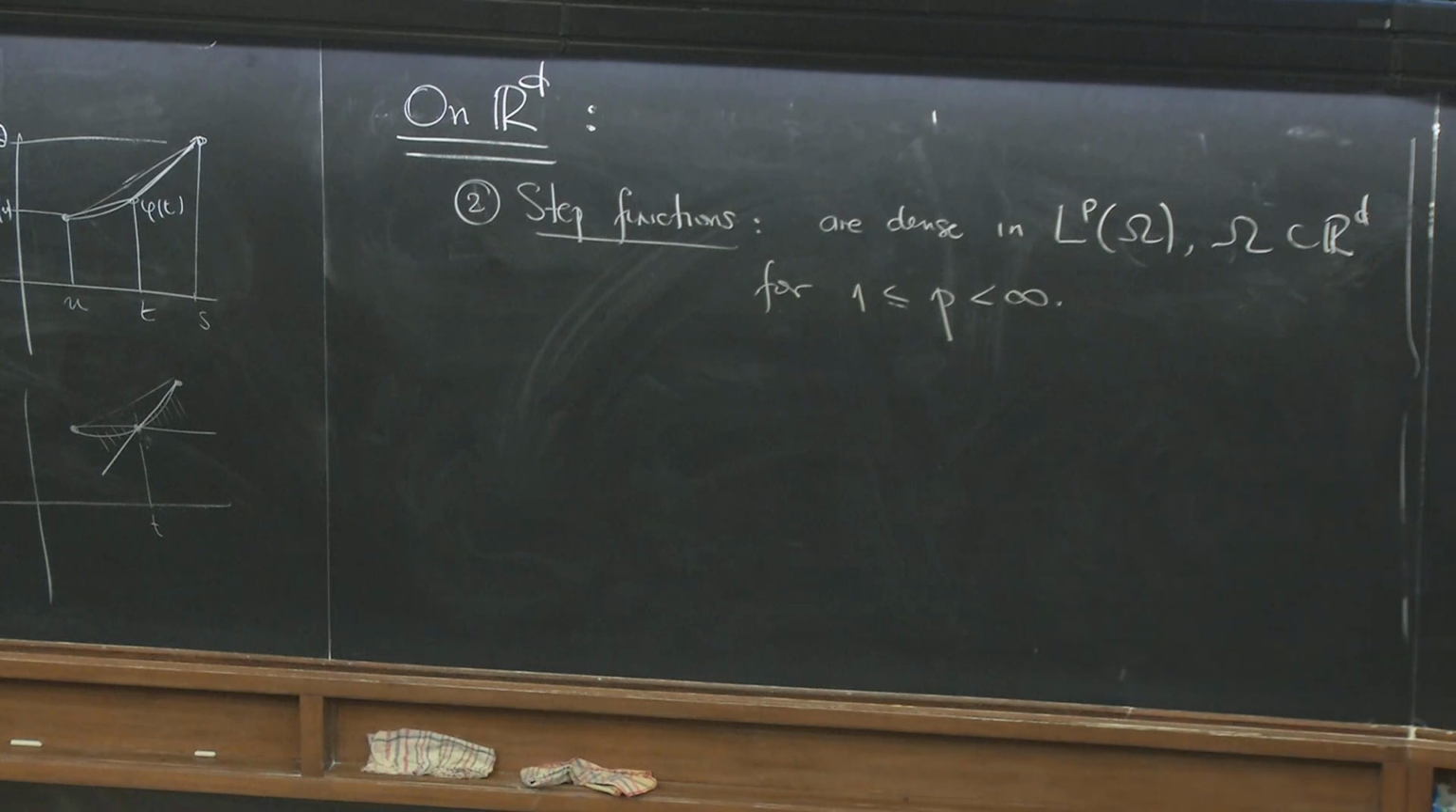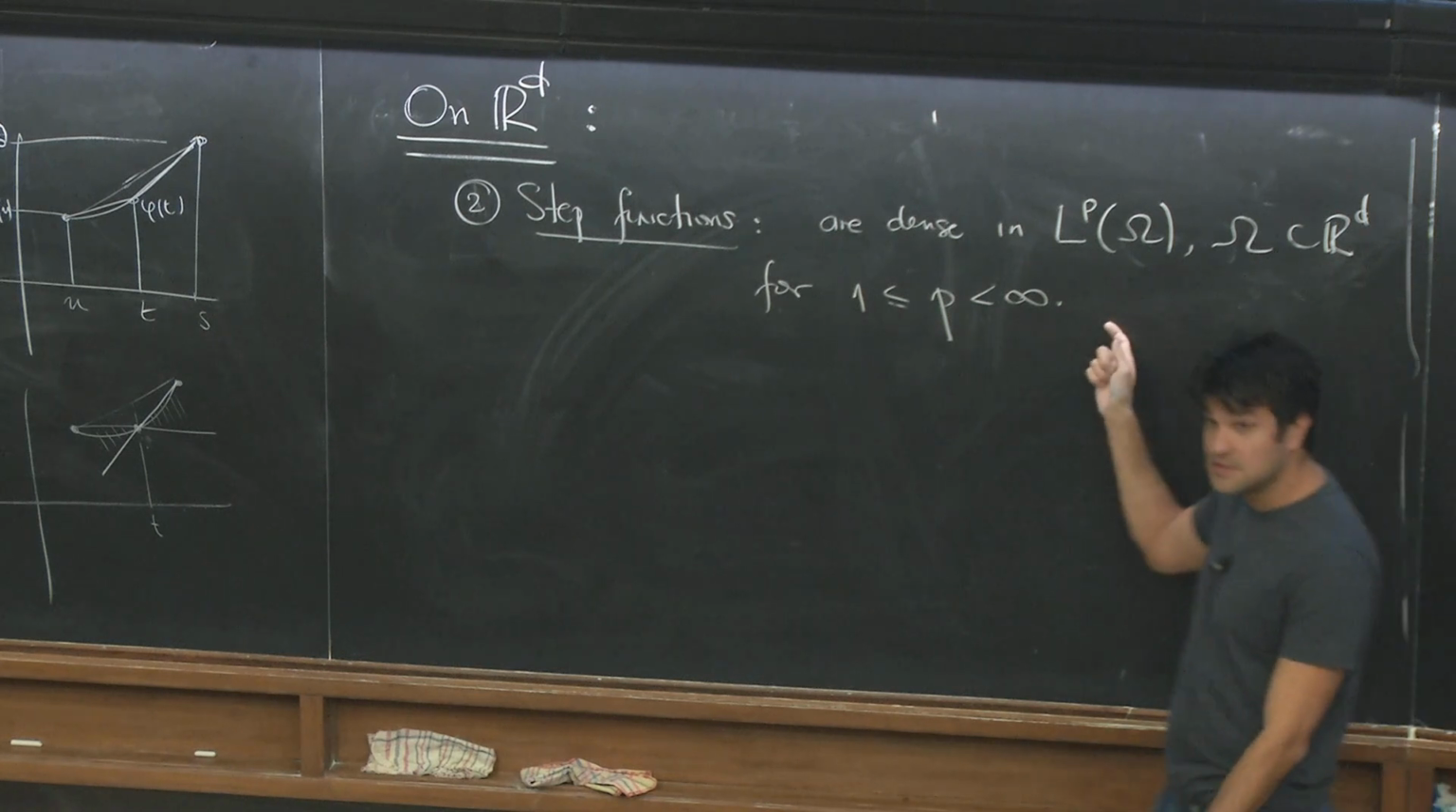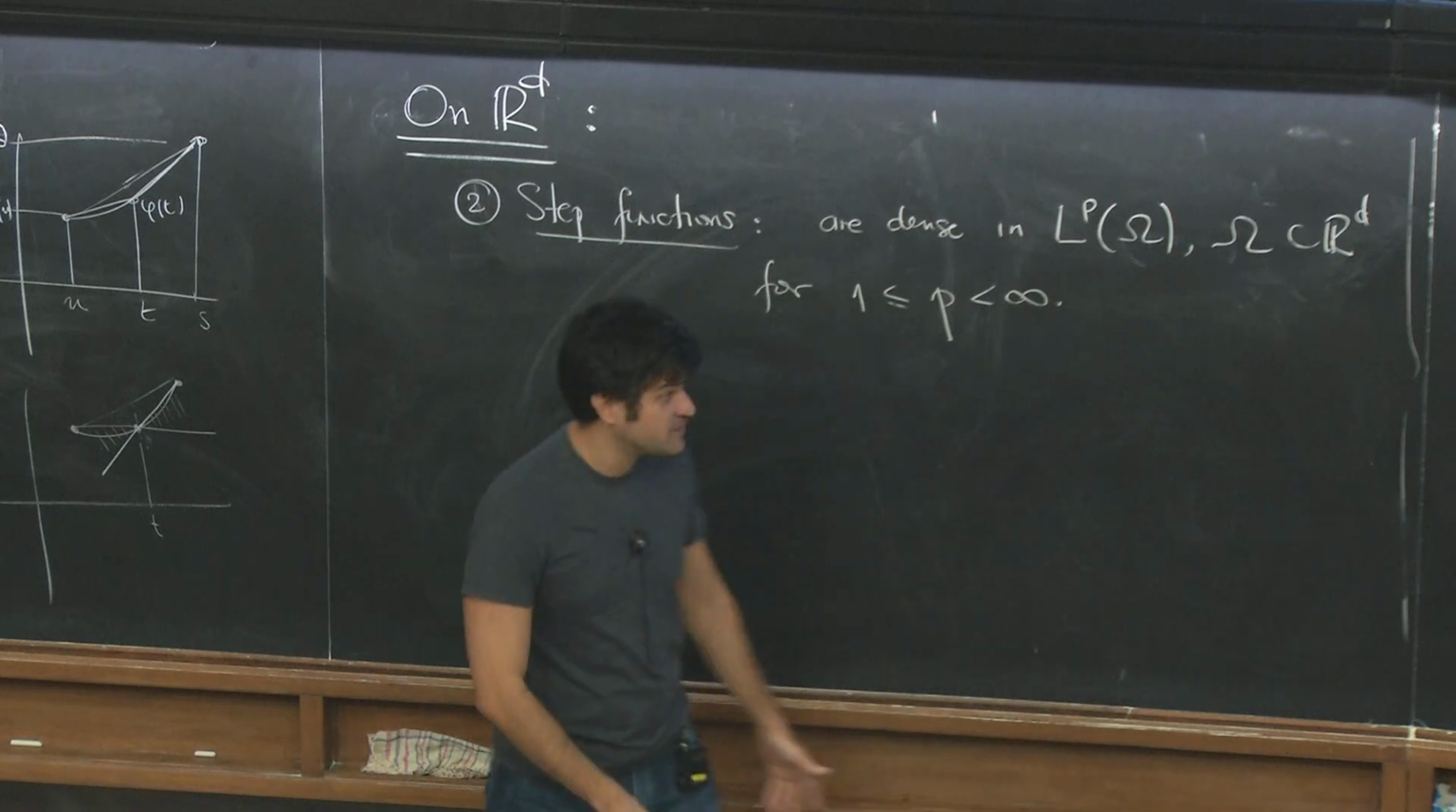So this is how you do it. You start with your function f. If you are in R^D, you approximate it with a simple function in LP. Since this is in LP, you can truncate your function with a ball of huge radius, and the tail will have small LP norm. So you can approximate by a simple function where the measurable sets involved are bounded. Then each bounded measurable set you can approximate by a finite union of cubes, and you get a step function.